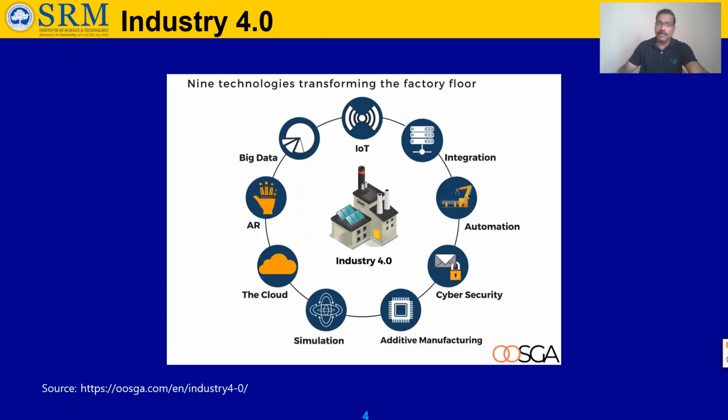Then what are the components available in Industry 4.0? Previously we saw what Industry 1, 2, 3, and 4 are. Now we'll check what components or technologies there are inside Industry 4.0. It starts with cyber security, additive manufacturing, and so many things.